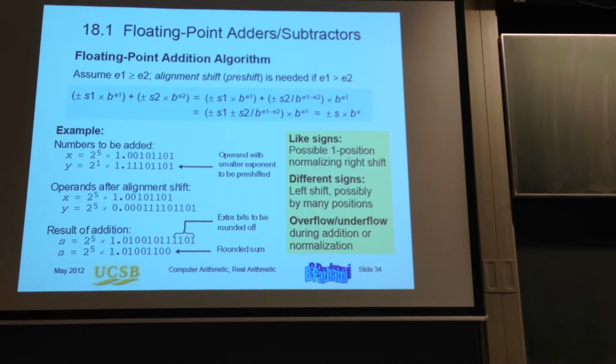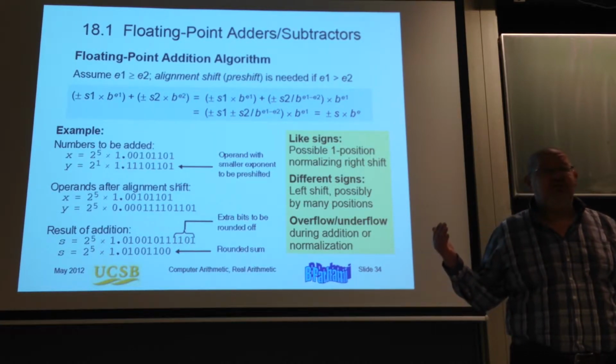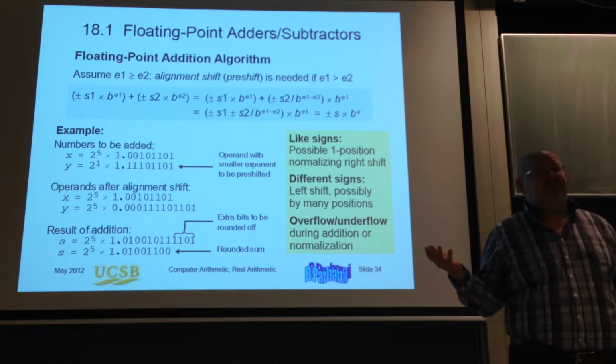Then first of all, you have to do an alignment. Because otherwise, if you don't align the operands, you will not be able to add the significands. Then you have to bring them in the same domain. Now, in hardware, you can shift both of them, but most of the time you only have one shifter.